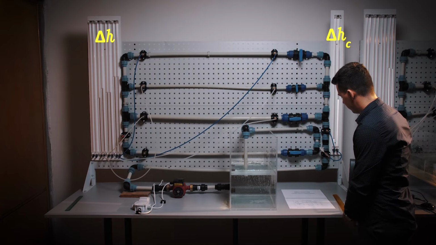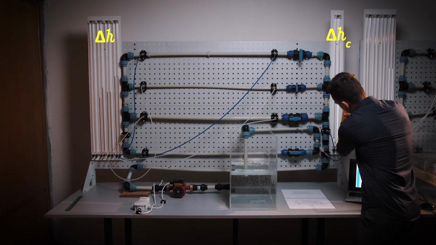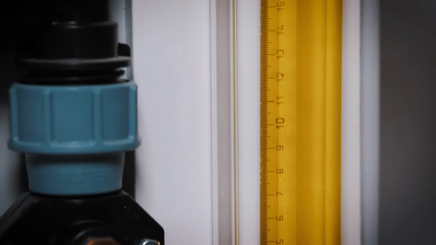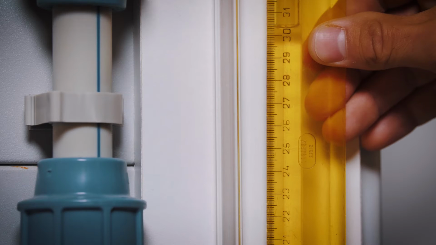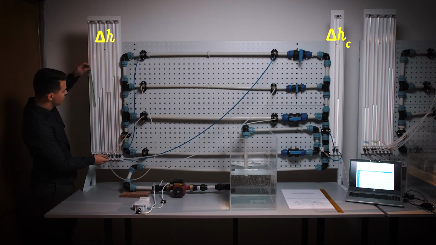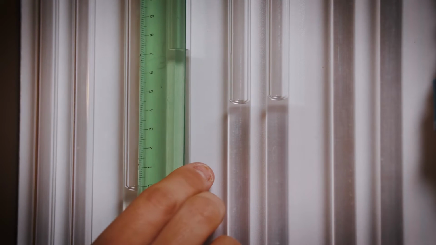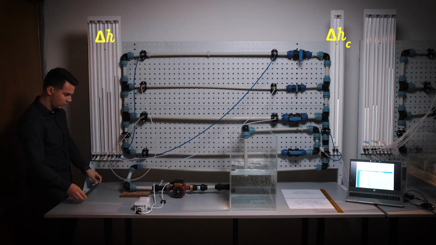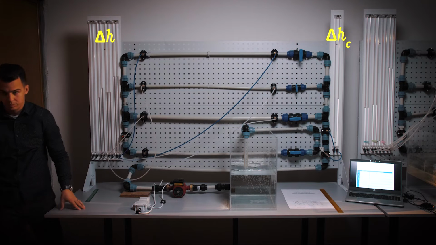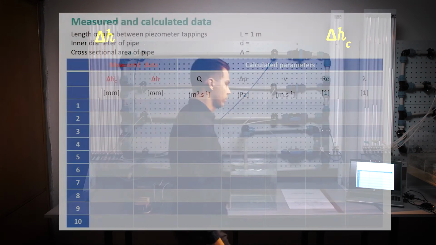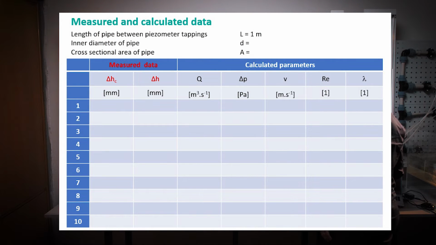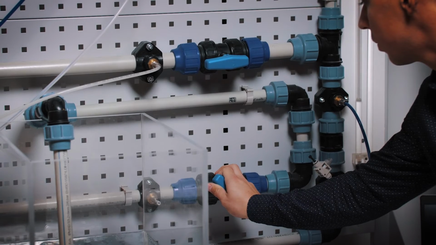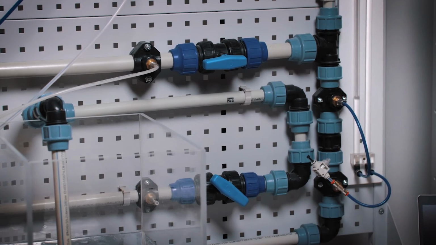We read the difference in level heights in the piezometric tubes connected to the orifice, delta HC, and to the pressure taps in the pipe, delta H. We will write both values, delta HC and delta H, into a pre-prepared chart. We will slightly close the valve, let the flow stabilize for a while, and read again the corresponding values of the level difference in the piezometric tubes.